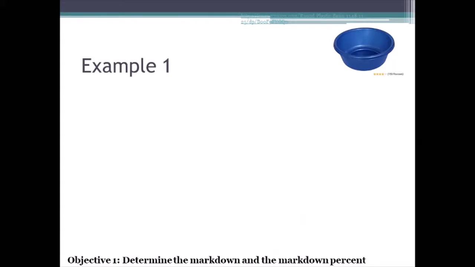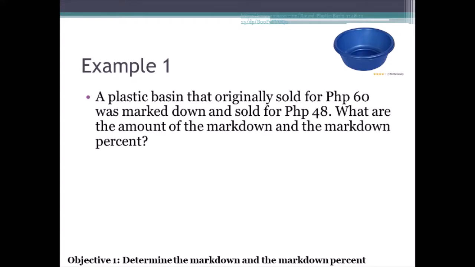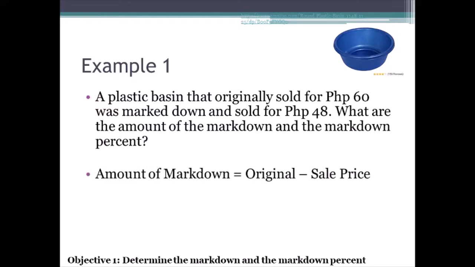Example number 1. A plastic basin that originally sold for 60 pesos was marked down and sold for 48 pesos. What are the amount of the markdown and the markdown percent? Using the formulas presented, original minus the sale price will give us the markdown amount. The original price is 60 pesos and the sale price is 48 pesos. So the amount of markdown is 12 pesos.